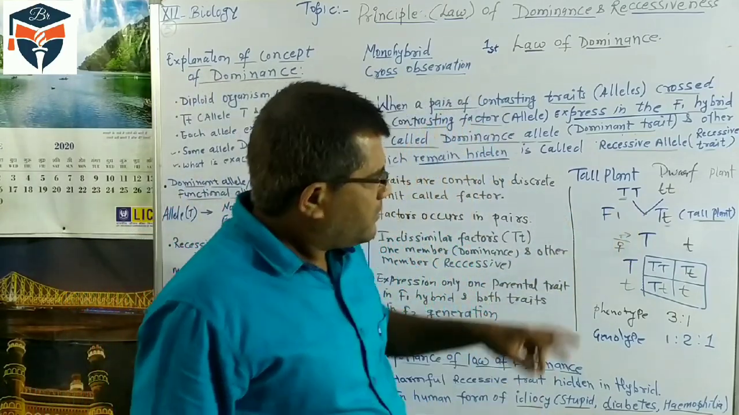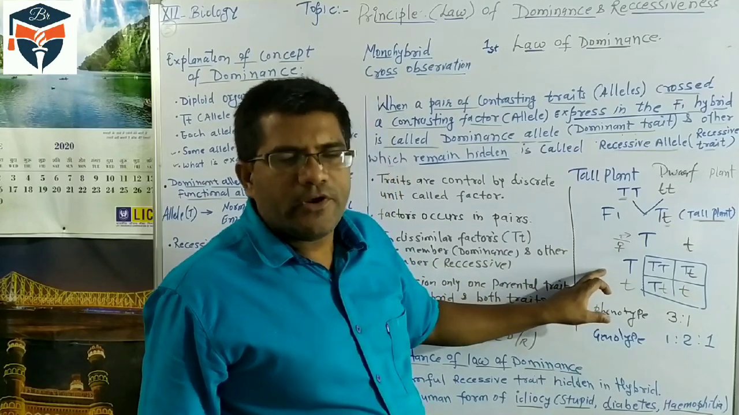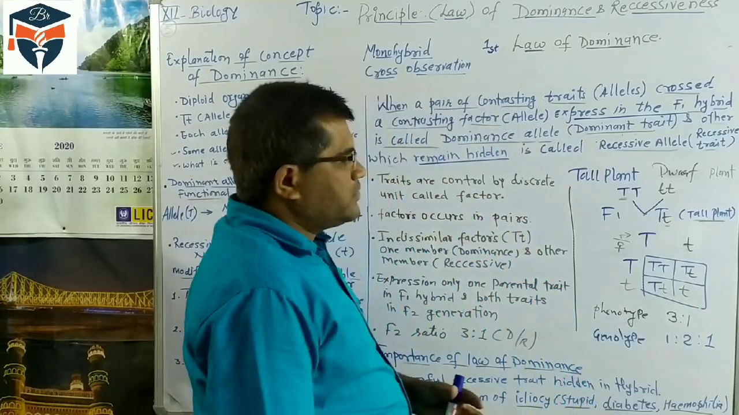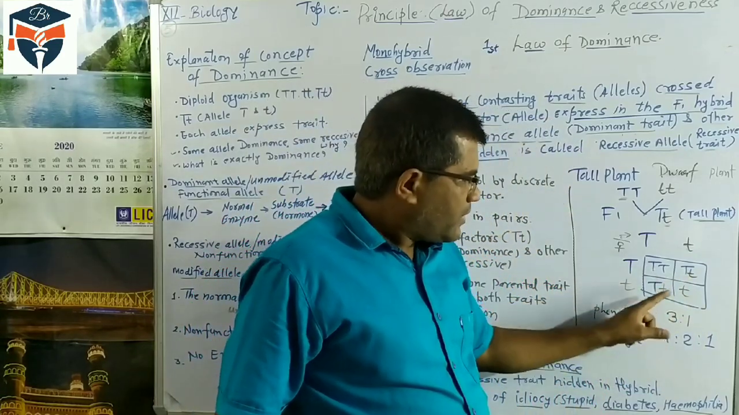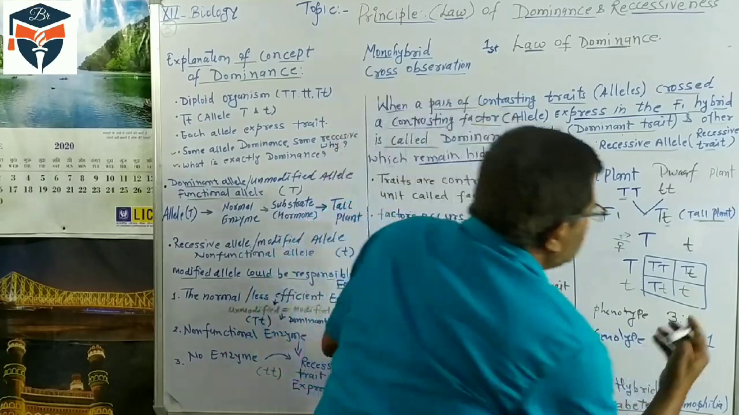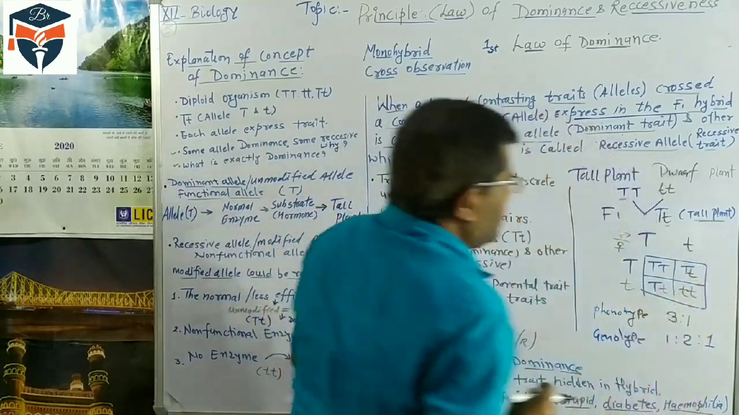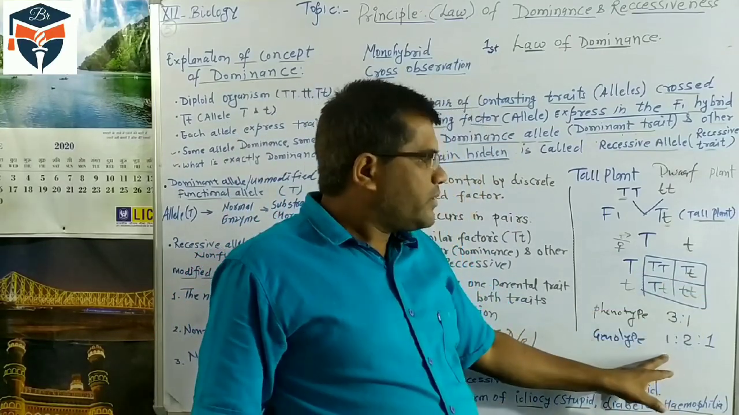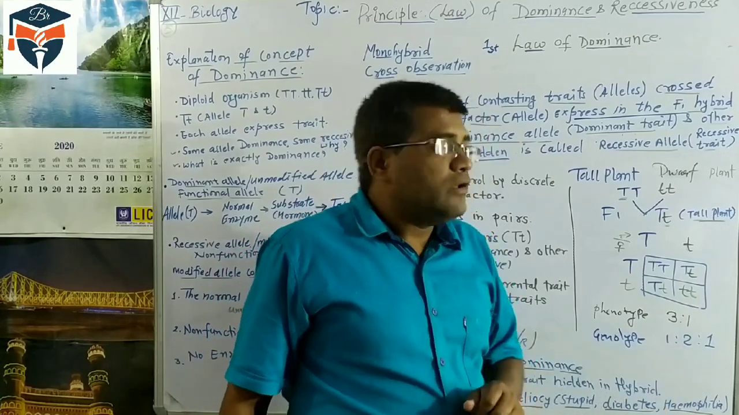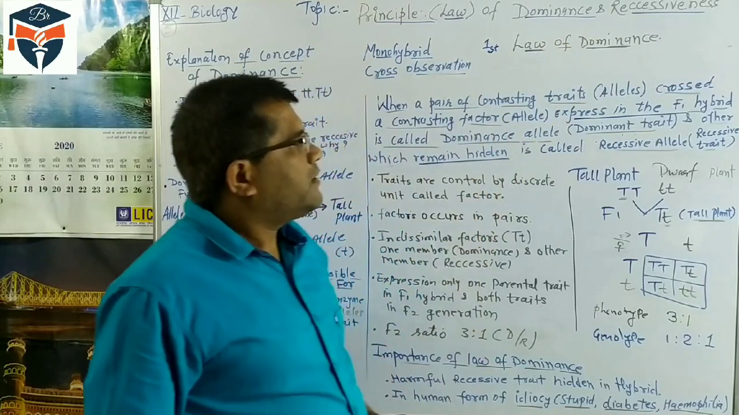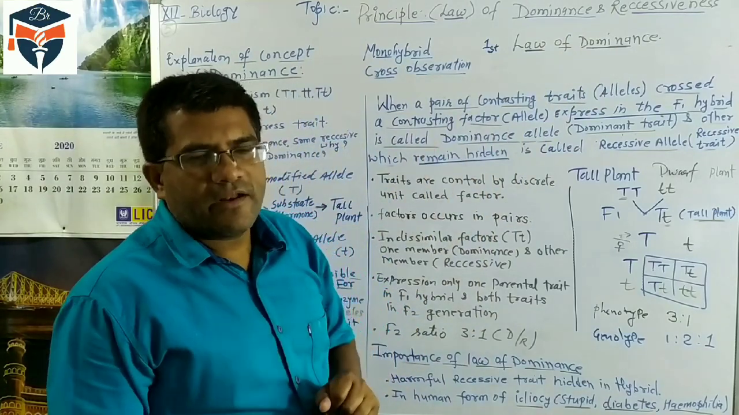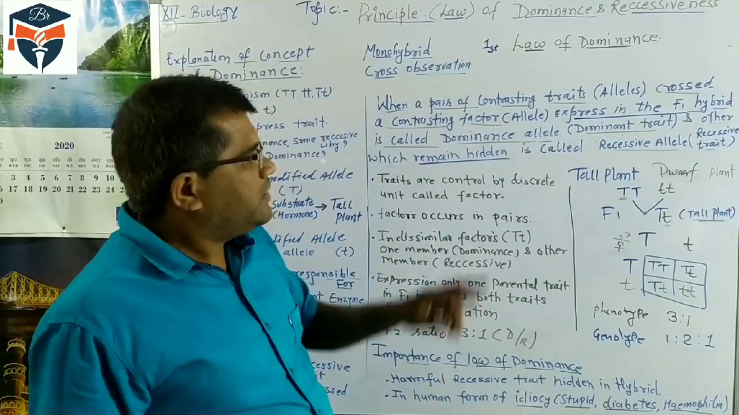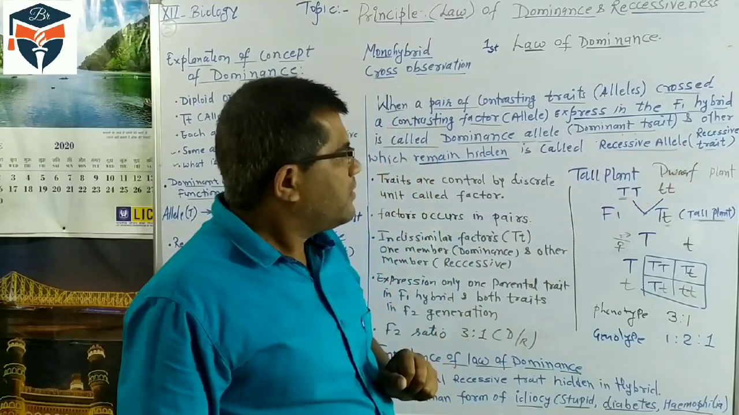But in the F2 generation, when the F1 hybrid is self-pollinated, what do we get? We get the phenotypic ratio 3:1. It means 3 plants are tall and 1 plant is dwarf. So the phenotypic ratio is tall 3 and dwarf 1. The genotypic ratio we get is 1:2:1. So in this law of dominance, Mendel said that if a pair of contrasting characters are crossed, then the character which appears in the F1 progeny is dominant and the one which is hidden is called the recessive trait.